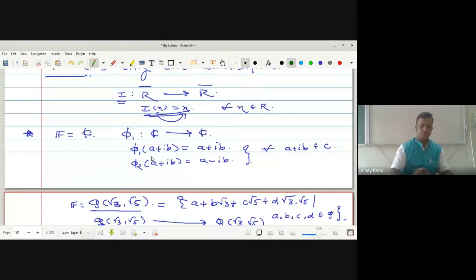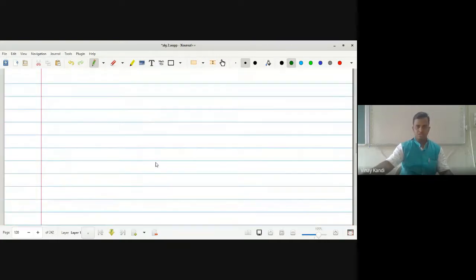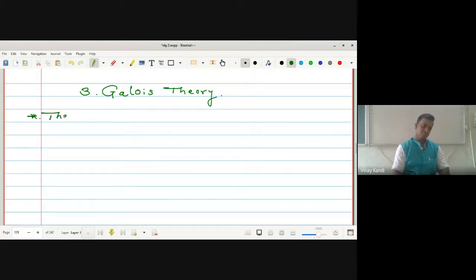Okay. Now we start the third unit, Galois theory. Unit number three, Galois theory. Now the first point is the elements of Galois theory.